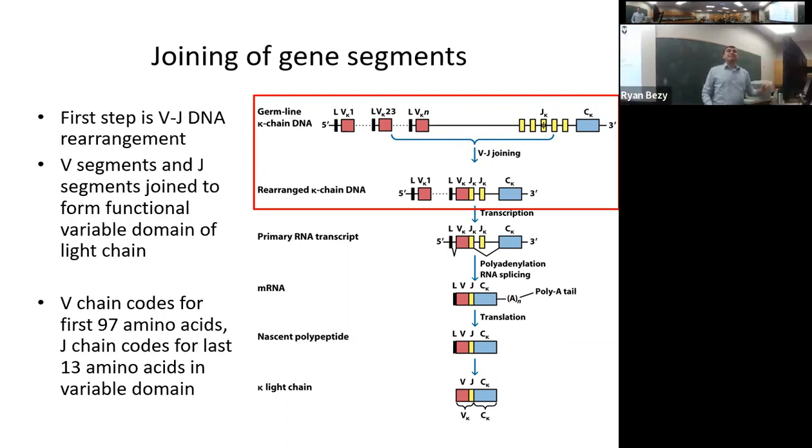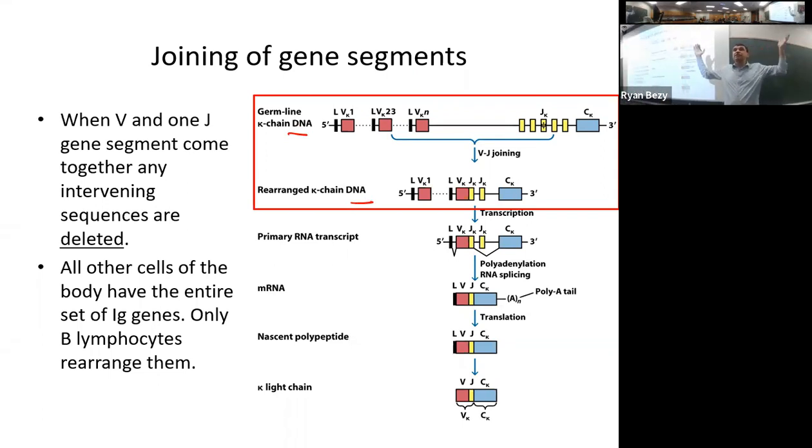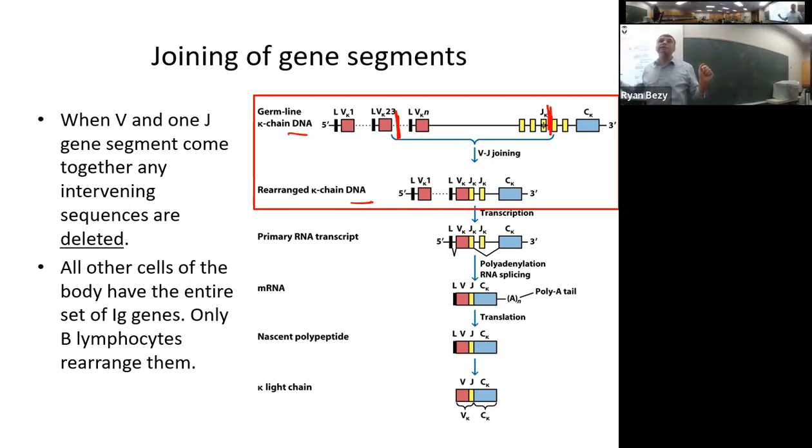Now, remember, this is taking place in the DNA. So all of this is germline DNA in my diagrams here. What is happening is literally you're taking the V segment DNA and joining it together with the J segment DNA. But when that happens, you have to cut the DNA here. You have to cut the DNA here. And when you cut that DNA, intervening sequences are permanently deleted out of that B cell lineage.